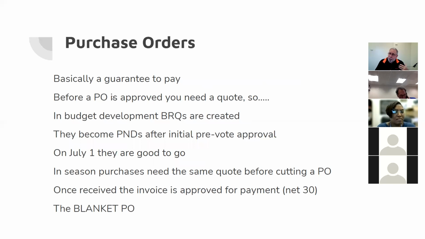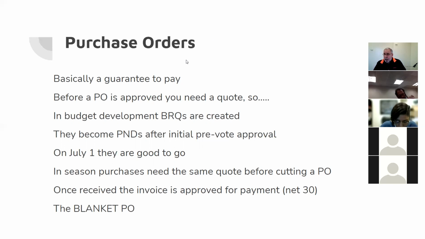Purchase orders, just to say what a purchase order actually is, it's a guarantee to pay. We are guaranteeing to the vendor that we're going to pay them. But before that happens, we're going to need a quote. Now, does the quote come in the form of what's in the catalog? In the case of budget development, yes. So we're using catalogs initially. Your teachers and coaches should have them in their hands now, looking through their catalogs. They're going to list down what they want, and those are considered full quotes. And you've done your due diligence, you've gotten your 3 bids, and everything's fine. In the budget development, BRQs are created.